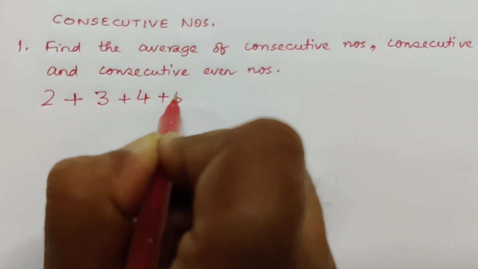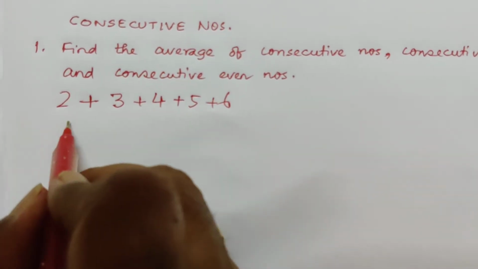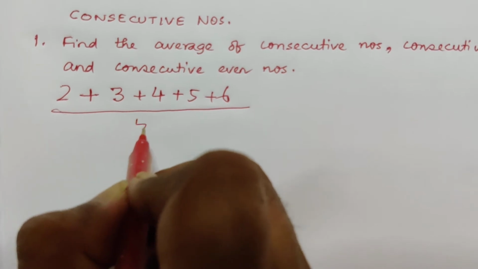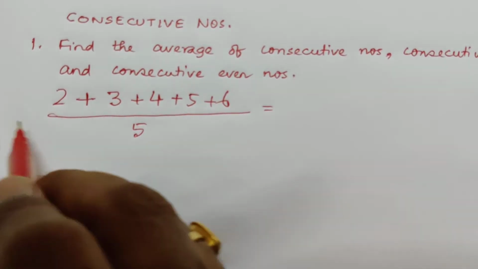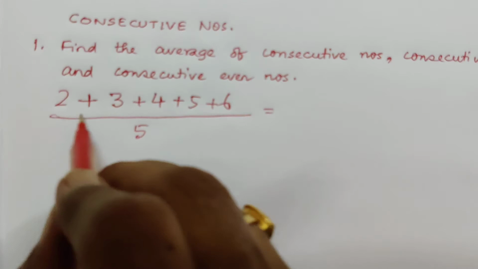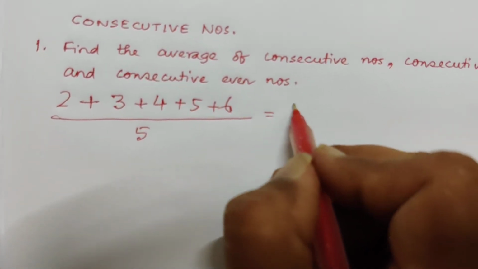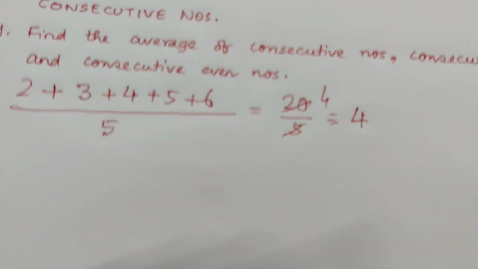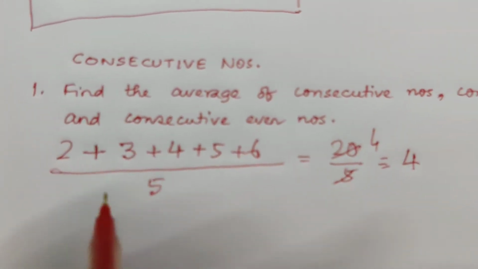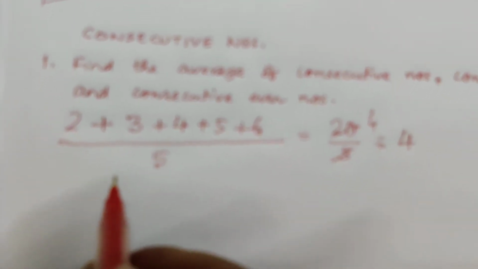If we are asked to find the average of 5 consecutive numbers starting from 2, then 2 plus 3 plus 4 plus 5 plus 6, how many? 5, divided by number of things. So this will be 2 plus 3 is 5, 5 plus 5 is 10, and 4 plus 6 is 10. 10 plus 10 is 20. So 20 by 5, that is equal to 4. Right?